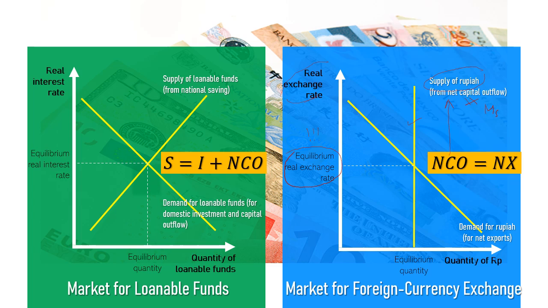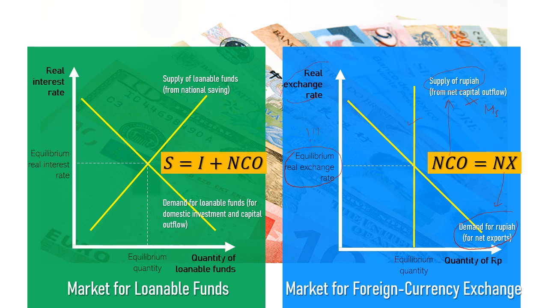Okay, let's now turn to demand for rupiah. Demand for rupiah comes from net export. When Indonesia exports more of its goods and services abroad, the sales may be in rupiah or in foreign currency. Whichever currency is used, it results in more demand for rupiah.